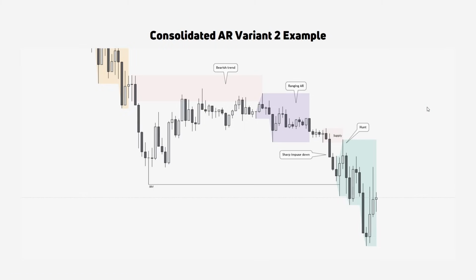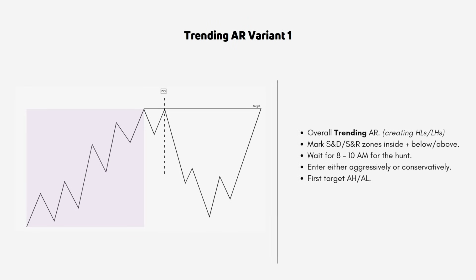So those are the two variants of consolidated ARs. Let's have a look at the trending ones, which are a little bit tricky to trade, right? So trending AR, first variant, we're having an overall trending AR. It is usually bigger, right? It is creating clear higher lows and higher highs, right? Or lower lows and lower highs.